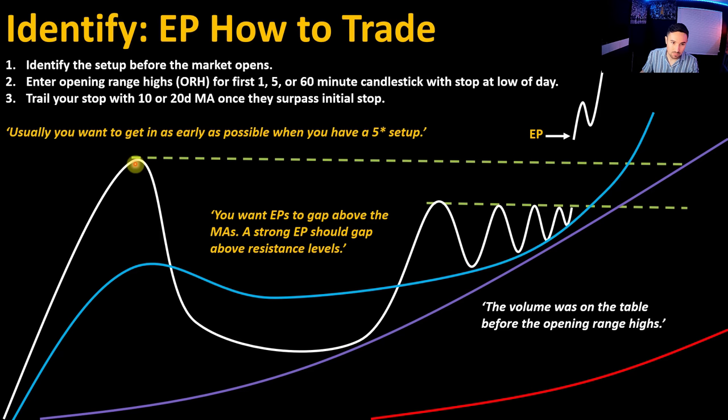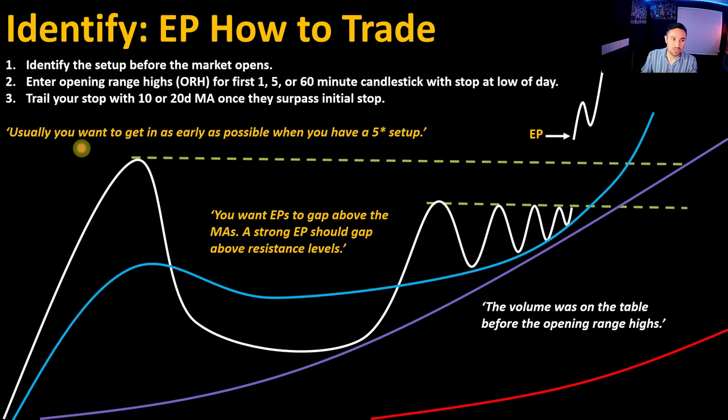Identify the setup before the market opens. Enter opening range highs, so ORH, for the first 1, 5, or 60 minute candlestick with a stop low of the day. So remember, like we were doing the opening range highs, looking at the 1 minute, the 5 minute, and the 60 minute, we're going to do that again with EPs. Trail your stop with the 10 or 20 day once they surpass the initial stop.